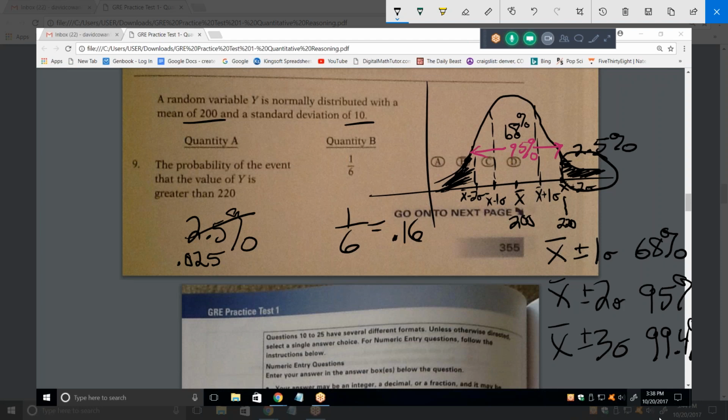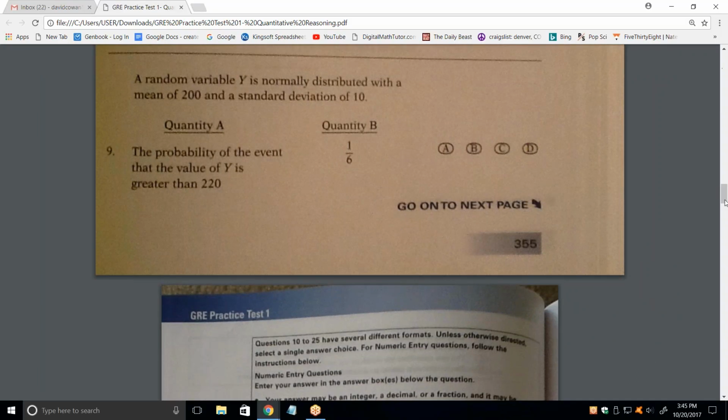Interesting how they give this as a fraction and this as a percentage, and both need to be converted to decimals in order to compare one another. So I'll bet that's another common practice that they do. All right, let me go down to the next problem.